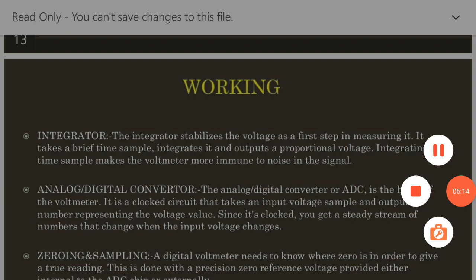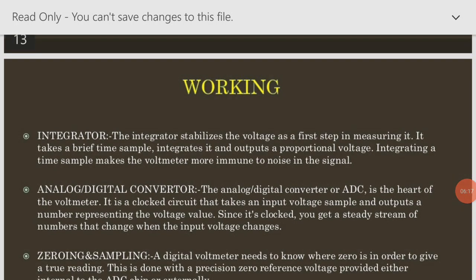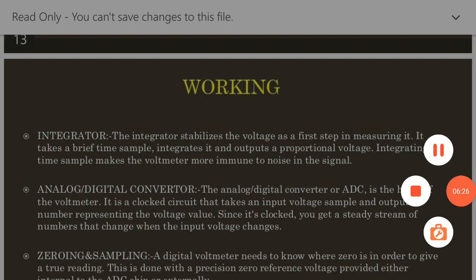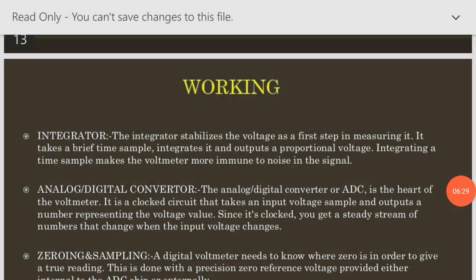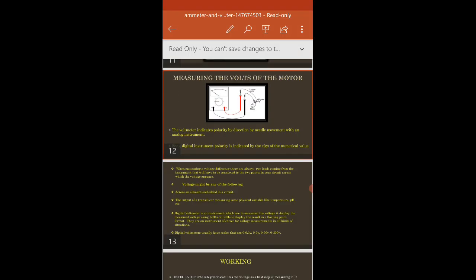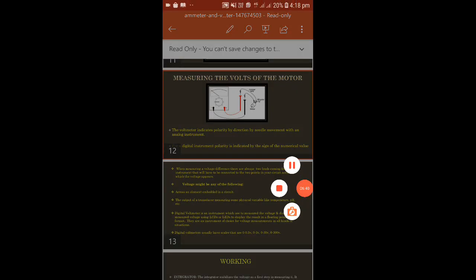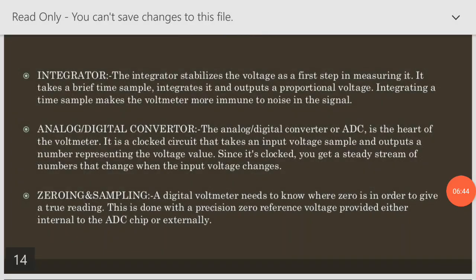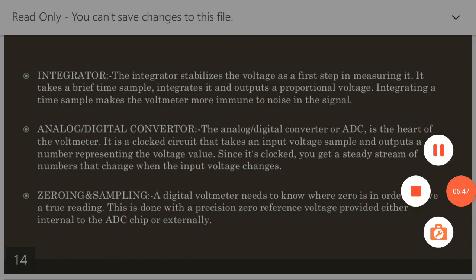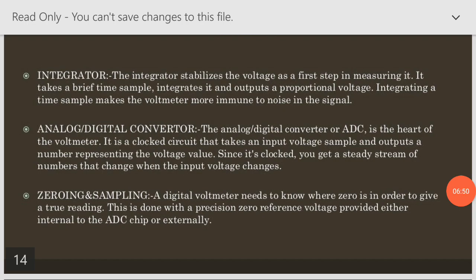Analog to digital converter. The analog to digital converter, or ADC, is the heart of the voltmeter. It is a clock circuit that takes an input voltage sample and outputs a number representing a voltage value. Since it is clocked, you get a steady stream of numbers that change when the input voltage changes. Zeroing and sampling. A digital voltmeter needs to know where zero is in order to have a true reading. This is done with a precision zero reference voltage provided either internal to the ADC chip or externally.